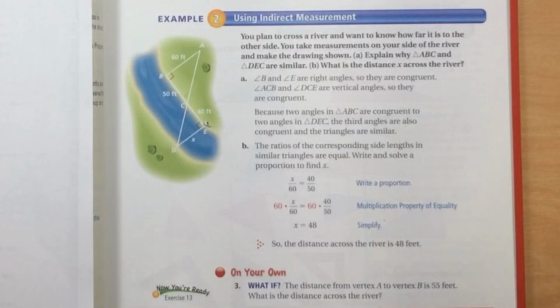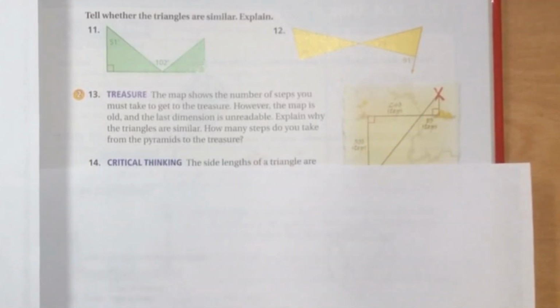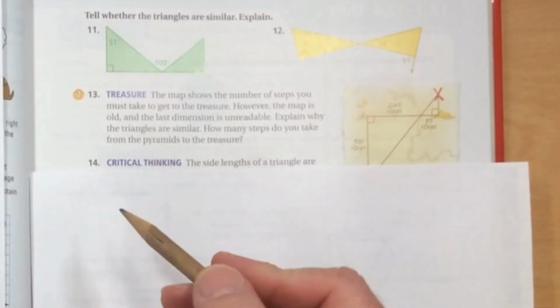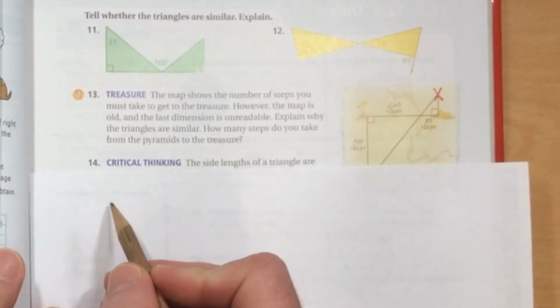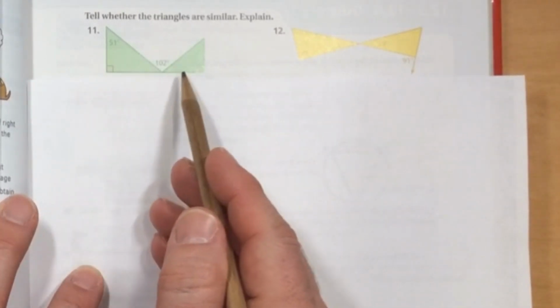Let's look at a couple more examples of problems like that. Well, number 11, this is on page 555 in your textbook, is kind of an interesting problem. It almost looks like they don't give us enough information here, but they actually do. We'll have to figure out what these angles are.